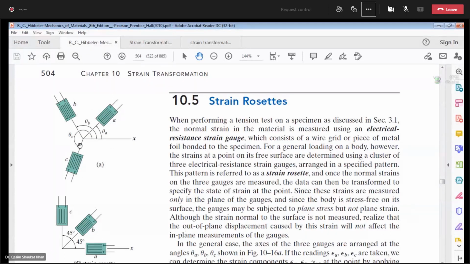So from this raw data, which is epsilon A, epsilon B, epsilon C, theta A, theta B, theta C, there are equations from which you will get your plane state of the strain. Then you will use the plane state of the strain to calculate principal strains or maximum in-plane shear strain, which is useful to you and which you will use further in your analysis and design. So this pattern is referred to as a strain rosette, and once the normal strains on the three strain gauges are measured, the data can then be transformed to specify the state of the strain at the point. Is this point clear?